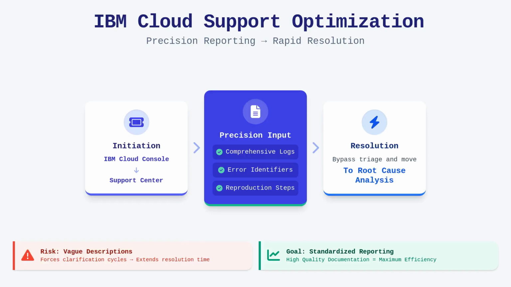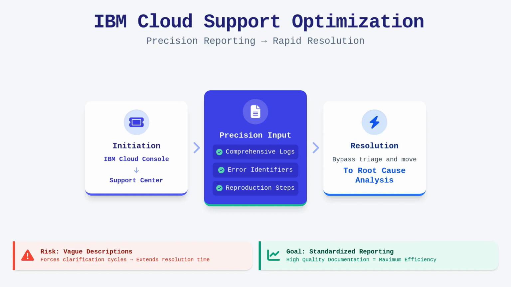IBM utilizes a tiered support model designed to bridge the gap between initial incident detection and final technical resolution. To initiate a support case, you must navigate to the IBM Cloud Console and generate a dedicated ticket through the Support Center. This process is not merely a request for help, but a formal communication channel where specific diagnostic data serves as the primary input for the support engineers.